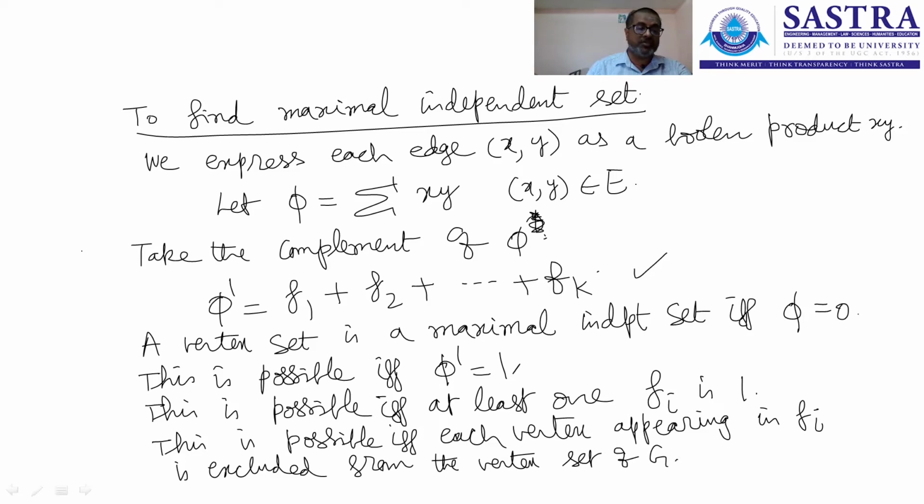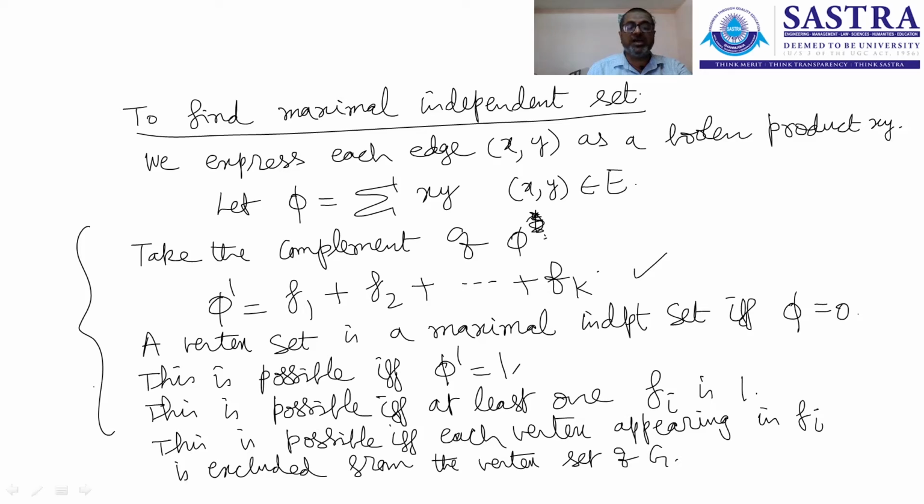So all these are just like a chain. Okay, phi will be 0. This can happen only when phi dash is equal to 1. And when phi is equal to 0, we mean that the set is a maximal independent set. And when this is equal to 1, then you have expressed this phi dash as a sum of some variables, and at least one term in the variable has to be 1.